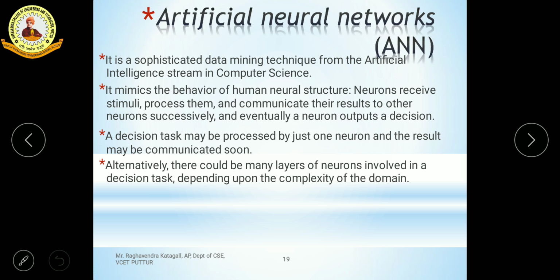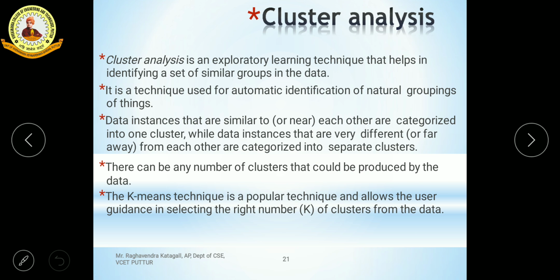Neurons receive stimuli, process them, and communicate the results to other neurons successively. Thus a large neural network is created, and how it works you all know, right? The same type of neural structure is imitated by a computer program that is called an artificial neural network. Okay, then coming to cluster analysis.